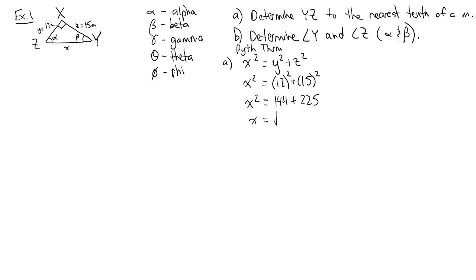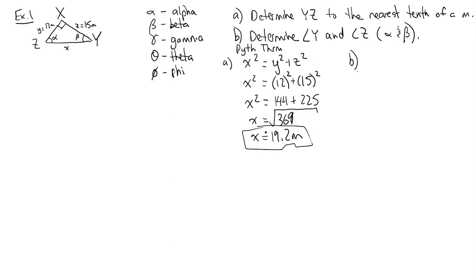And so x is the square root of those two numbers added together. When we add those two numbers together, 144 plus 225 gives me 369. And so that's the exact answer. And then we would round that to say 19.2 meters. So simply using the Pythagorean theorem. It then asked us to determine the angles. So let's go ahead and find the angles here.